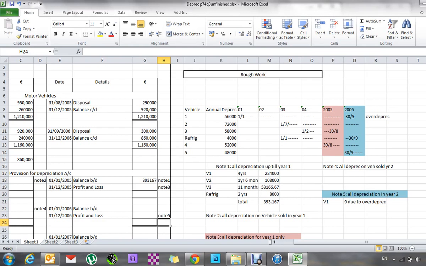Then the vehicle sold in year 1. In year 1 I sold vehicle number 3. The full life I would have had vehicle 3 is, I had it for 11 months in 04 and 8 months in 05, so that means I had it for 19 months. So if I work it out, it's going to be 58 grand multiplied by 19 over 12. And that's the figure that I'll put in for my depreciation. So M24 is the code that's in it.